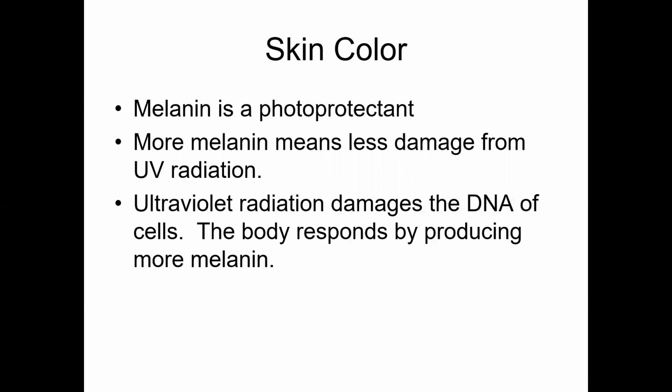Melanin is a photoprotectant. The more melanin that's produced means that you have more protection from that ultraviolet radiation. The ultraviolet radiation damages the DNA of cells, and your body responds by producing melanin so that the next time you're covered. That doesn't mean that it stops any damage that's just been done. It's just responding to that damage.